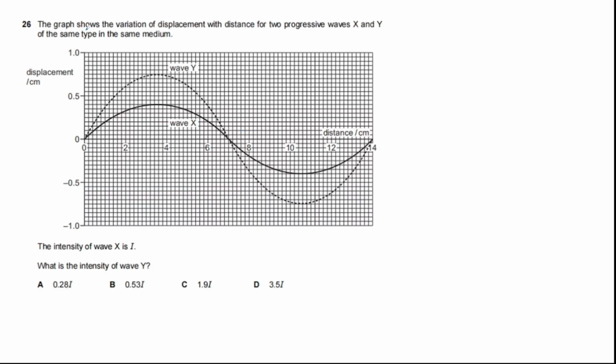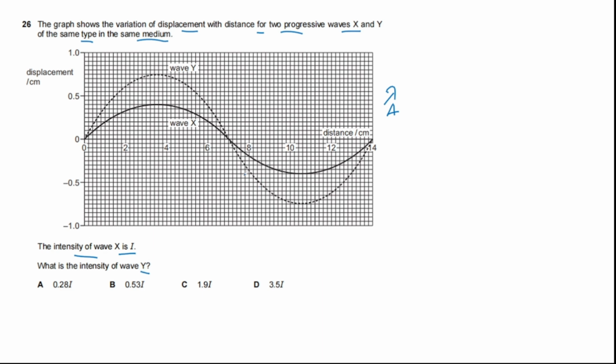Question number 26. The graph shows the variation of displacement with distance for two progressive waves X and Y of the same type in the same medium. So here is the displacement and the distance given. From this graph you can find out the amplitude. The intensity of the wave X is I. What is the intensity of the second wave, which is Y?